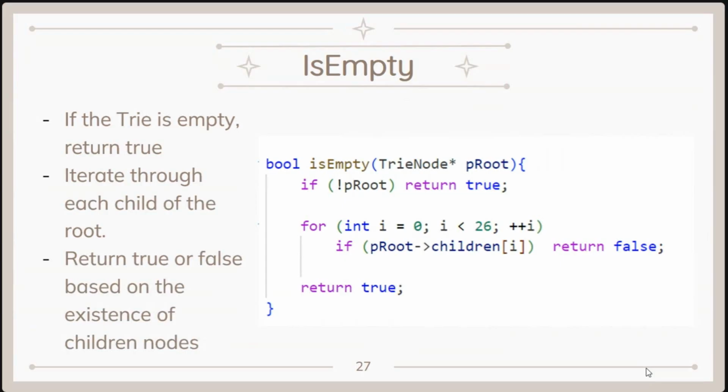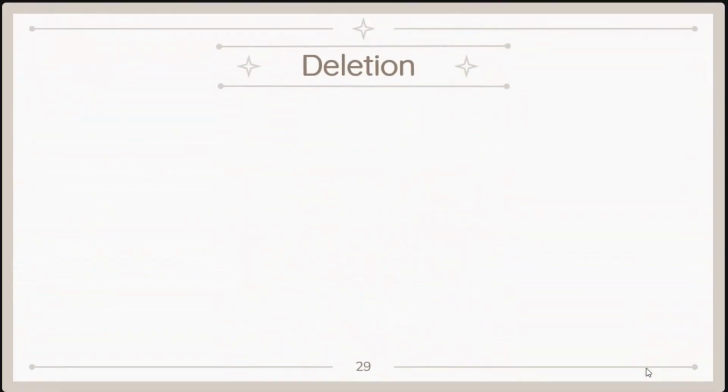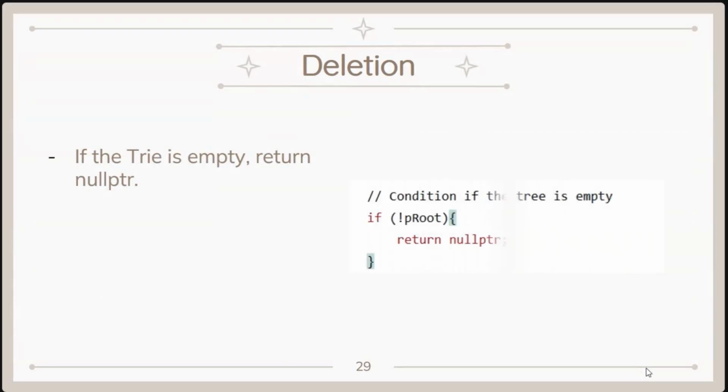And then we have the example, and of course what you can see on the screen, it is not empty because it has two words, which are cat and dog. Then we come to deletion. Trie deletion is quite simple, but it is hard to know where to delete. Therefore, we need to divide it into two cases.